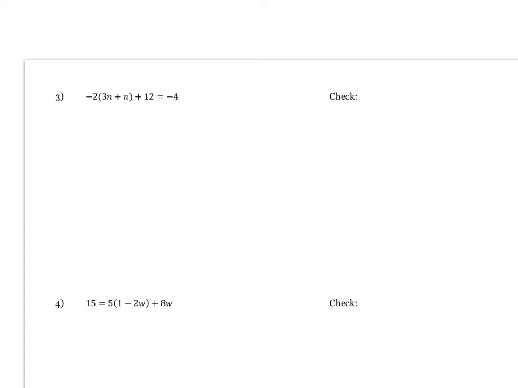All right, moving on to number 3. I take a look at this equation. Looks like I have some simplifying to do before I can start solving. So what I would do is get rid of the parentheses first by doing the distributive property. So we get a negative 2 times 3n is a negative 6n. Negative 2 times a positive n is a negative 2n.